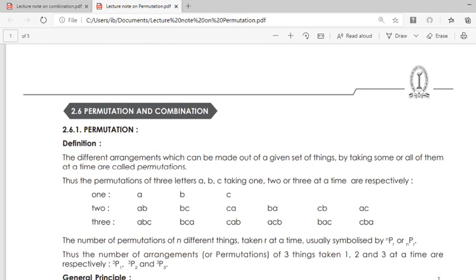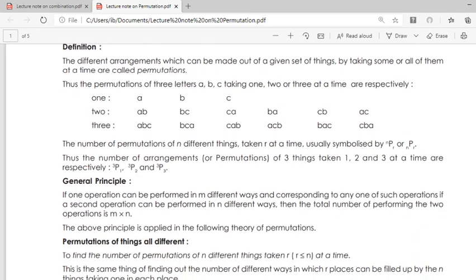Today's lecture will be taking permutation and combination. Permutation simply means arrangement. There are different arrangements we can make out of a given set of things by taking some or all of them at a time. That is what we call permutation. Look at the letters A, B, and C. If I pick one, I pick two, pick three pairs.